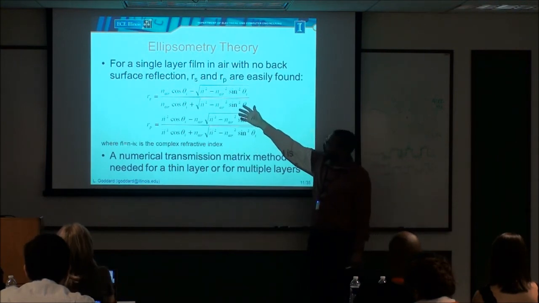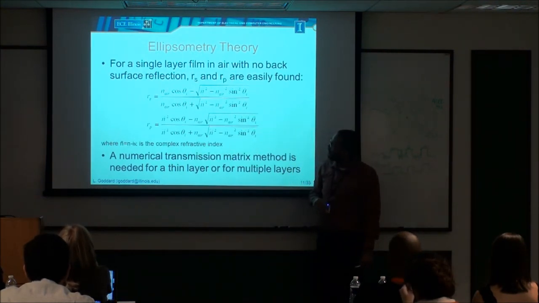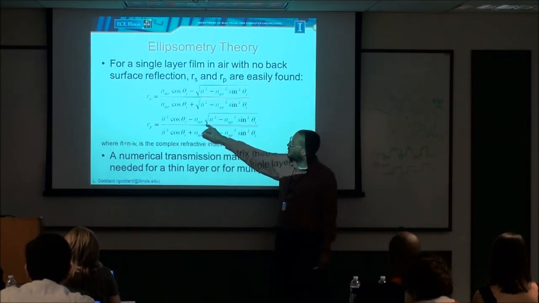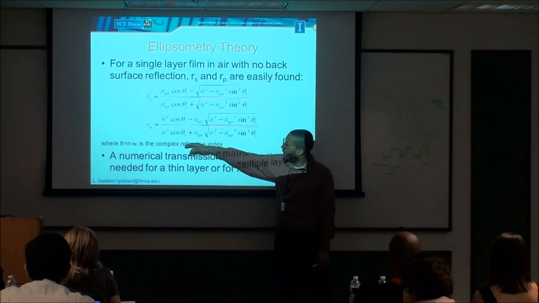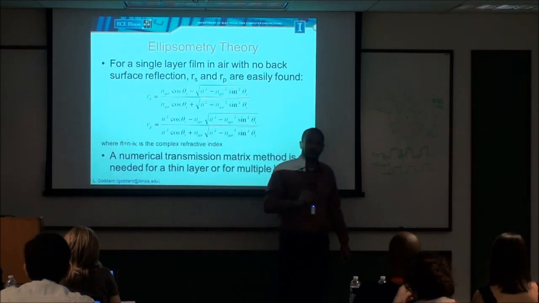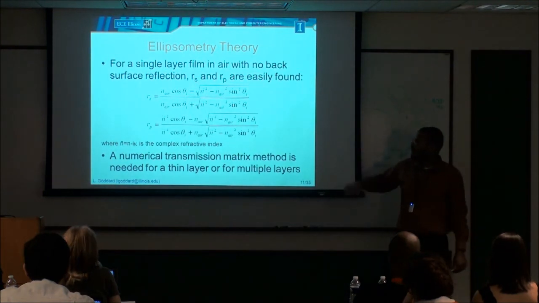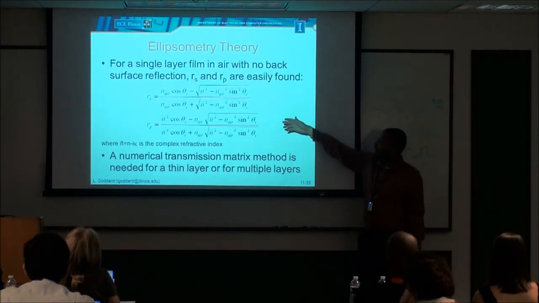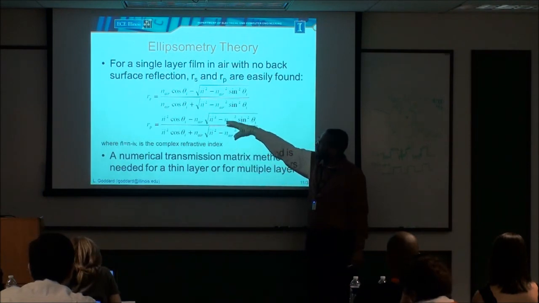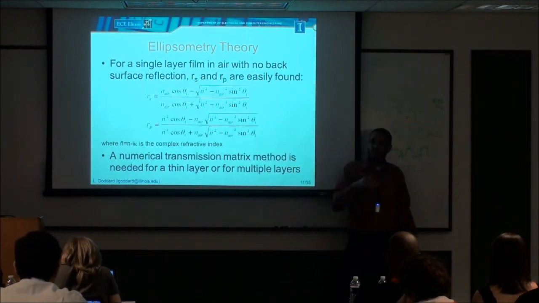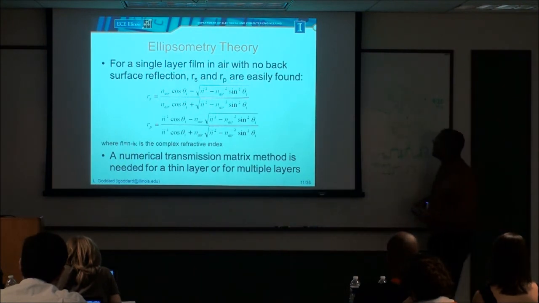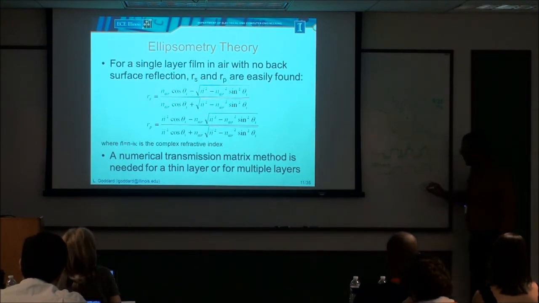If you have a very thin layer, these are the formulas for reflection from S and P polarized light. You can see that they're kind of complicated with square roots and so forth. And this n tilde is what you're trying to solve for, which has the real and the imaginary parts. So if it's a thin film, you can use this formula. From what you measure in this ratio, you can solve for n tilde. The problem is if you have a multi-layer stack, if your sample doesn't just have a single reflection, then you have to worry about interference.